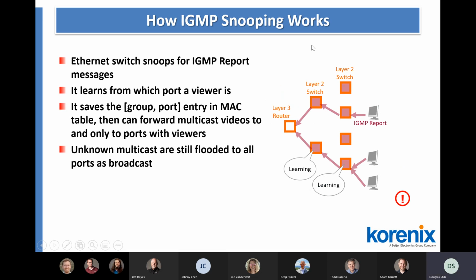This page explains how IGMP snooping works. The Ethernet switches snoop the IGMP report messages, so they learn which port has a viewer. They save the information with the group and port in the MAC table. Then, based on that, they forward the multicast video only to the ports with an IGMP viewer. But in this design, unknown multicast will still be flooded to all ports like a broadcast.